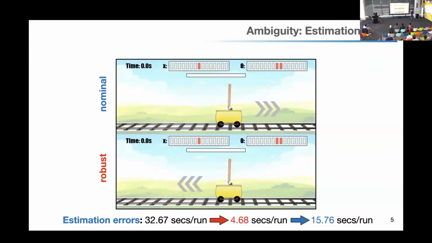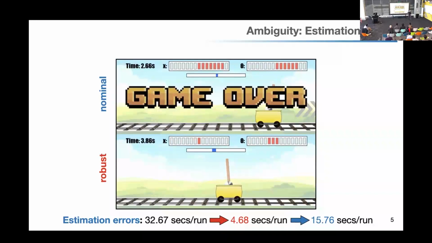And the same holds true for estimation errors. Here, in both cases, we have the nominal policy up top and the robust policy at the bottom. We see here a blue bar that is the random wind speed that we apply. And we can again see that on the same problem instances, the robust policy does a better job at balancing this pole.